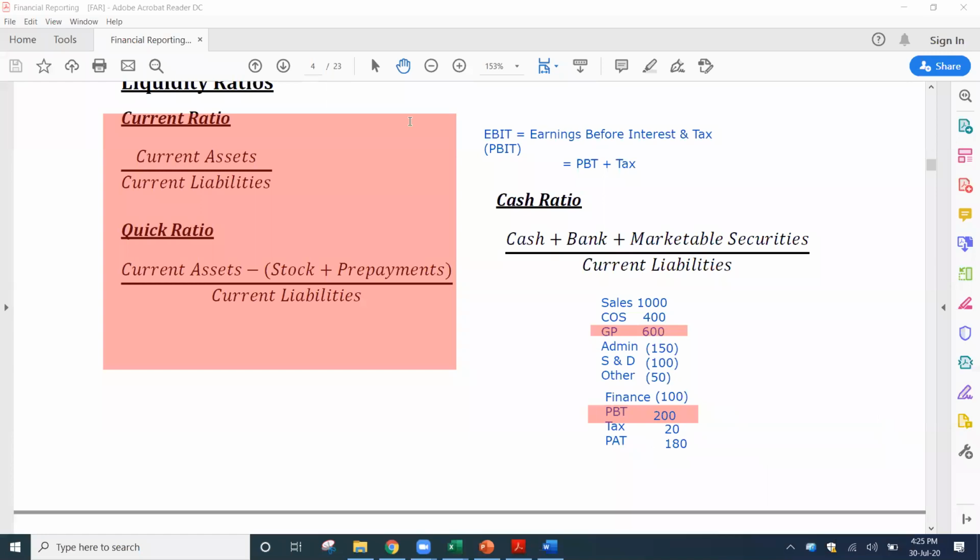So our question is, find out the profit before interest and tax. Since we already have the profit before tax, profit before interest and tax means before paying the finance expense. That is equal to 300. 200 plus 100 is 300. Profit before interest and tax. Okay.